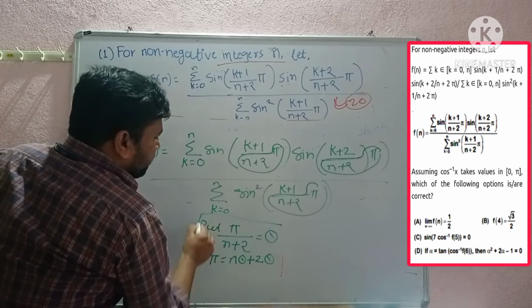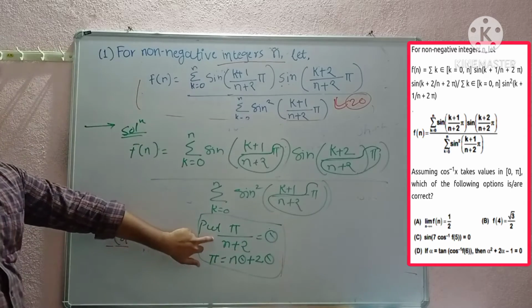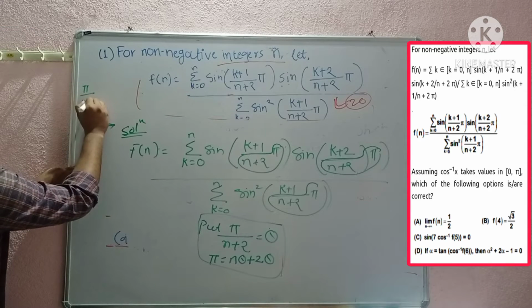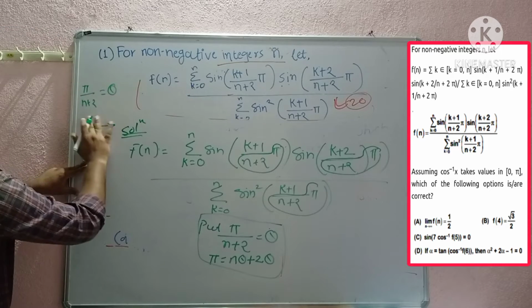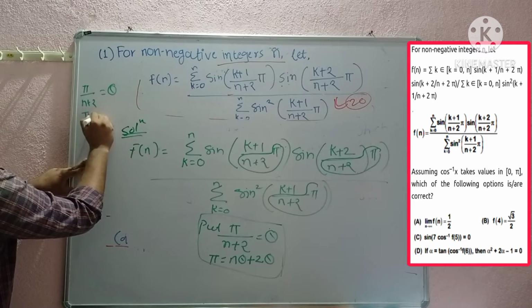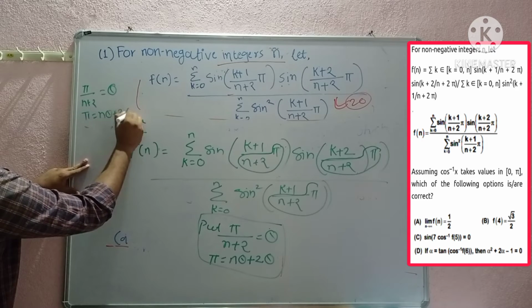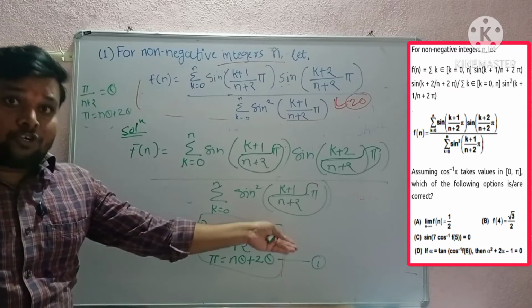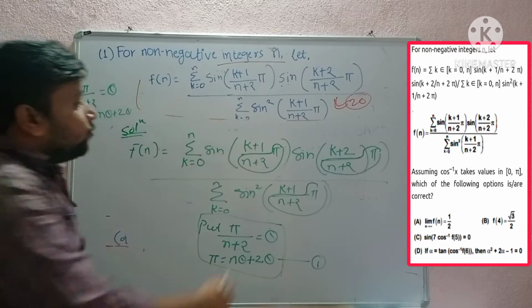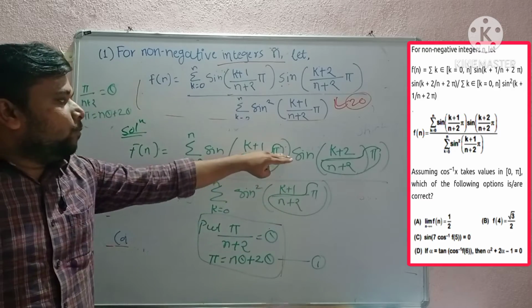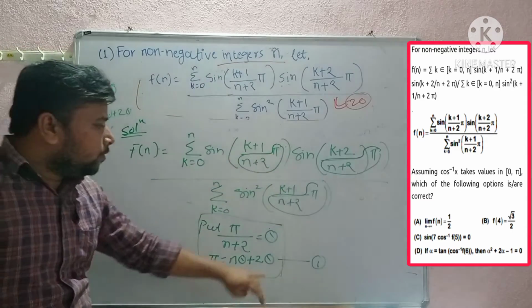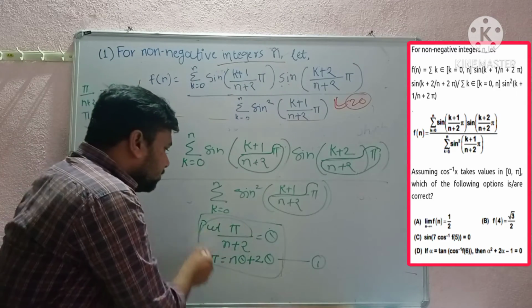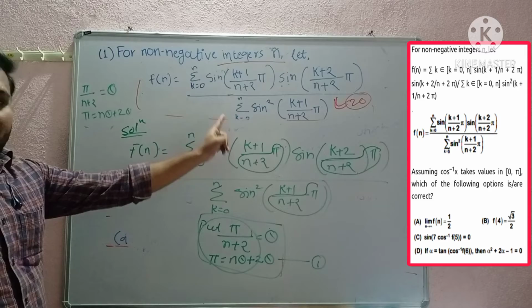This is the most important, that's why we have to write this in a simple box. Pi by n plus 2 is equal to theta. That's why pi is equal to n theta plus 2 theta. This is the most important equation which is used in the further procedure of this example. Understand it? To avoid the complexity, we have put pi upon n plus 2 is equal to theta. Now rearrange the given equation by using this substitution.